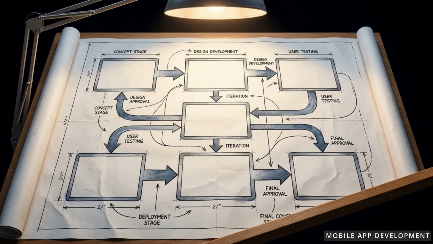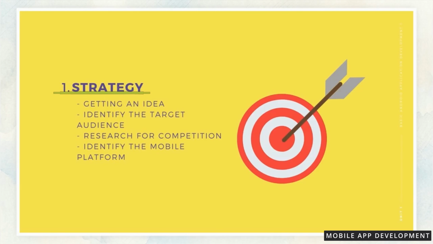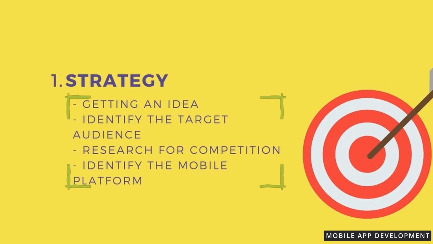Once the platform is chosen, the actual creation of an app follows a highly structured 6-step blueprint. Let's walk through it. This graphic outlines the very first phase, strategy. Before touching a keyboard, a developer has to lock down the core idea, figure out who the target audience is, research competing apps, and confirm their platform.